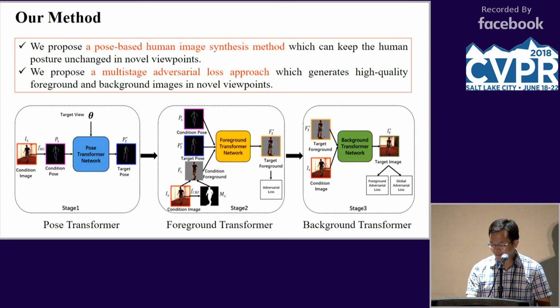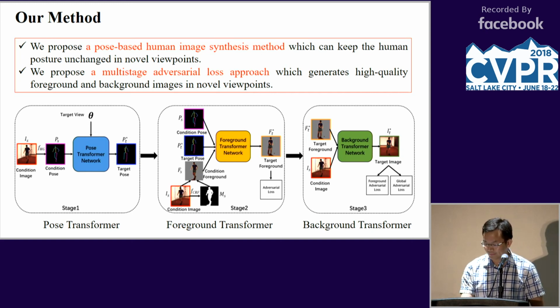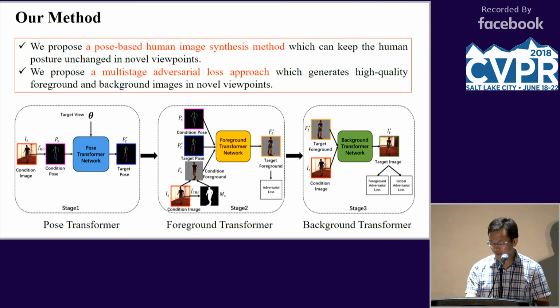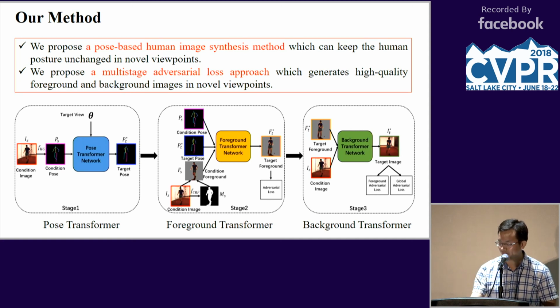Furthermore, we adopt multi-stage adversarial losses separated for the foreground and background generation, which fully exploits the multimodal characteristics to generate more realistic-looking images. Our method contains 3 networks for 3 stages. In the first stage, a pose transform network is proposed to synthesize the 2D target pose of another perspective from the conditional poses. In the second stage, a foreground transform network is proposed to synthesize the target foreground image with 2D poses and the conditional human foreground image.